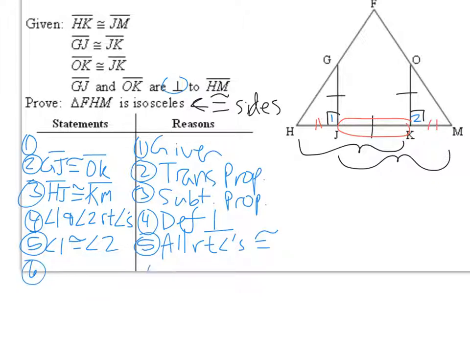Then I've got myself congruent triangles. Triangle HJG congruent to triangle MKO. And that was side angle side. Make sure your congruent statements are correct.